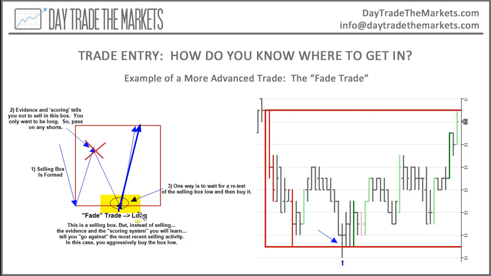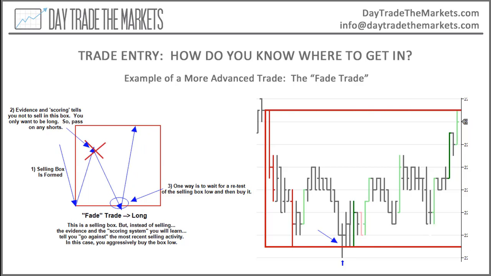We know that this area here is an important decision point, especially if other evidence aligns. We know that our stop can be just a few ticks below the low of the box, so we have a very low amount of risk, relatively speaking, for a pretty high opportunity type of situation. Again, in certain cases that we will talk about.